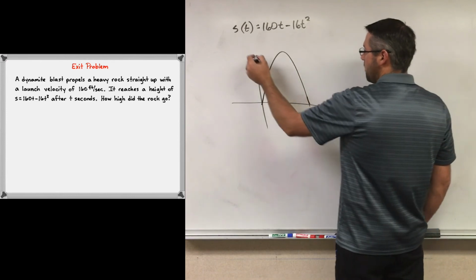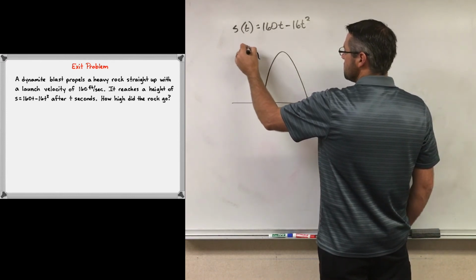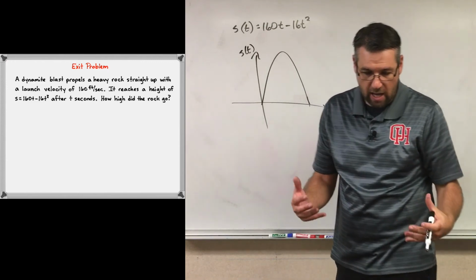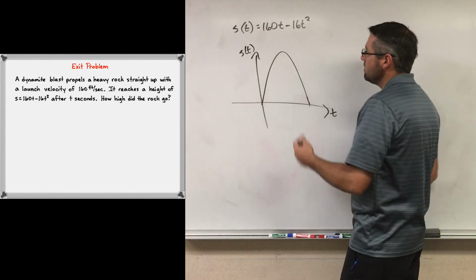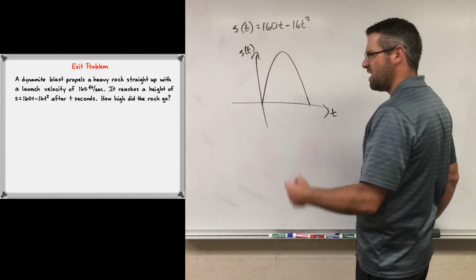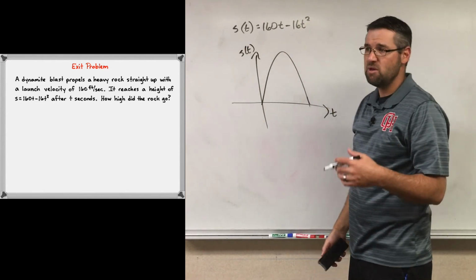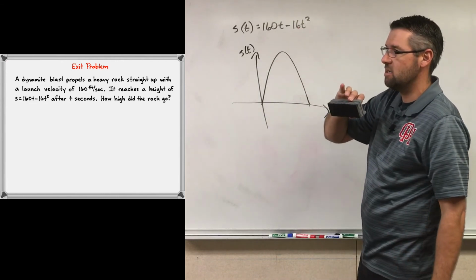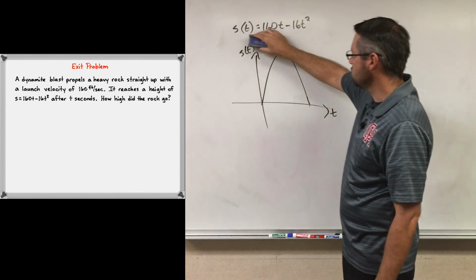On the height or position-time graph, if I asked what is the maximum height, or how high did the rock get, that would be the maximum. I just have to find the vertex. So we'd do negative b over 2a, and then plug that value into t to figure out the height. That would be the Math 2 or algebra approach to it.